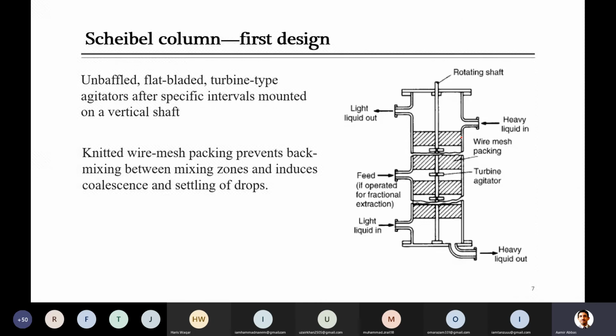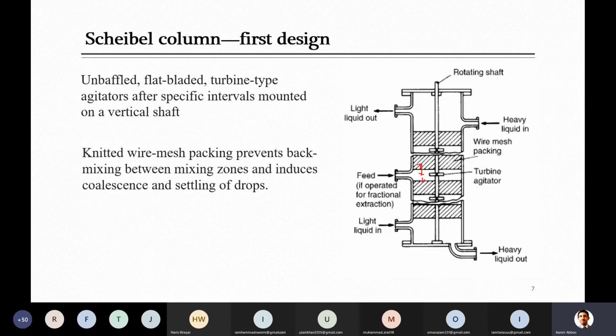So then those spray columns were just modified with the help of packing, converted into packed columns, so that back mixing can be avoided, or mixing in the horizontal direction. Because what we need is that whenever any mass transfer has taken place, the lighter should move towards the top and the heavier go downward.